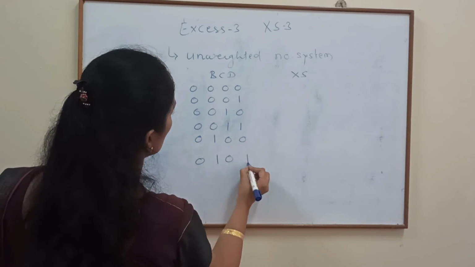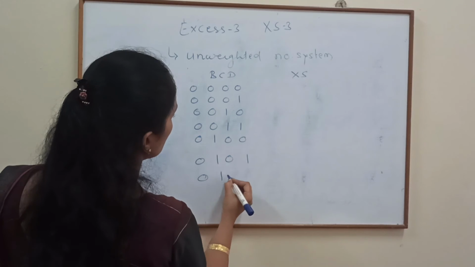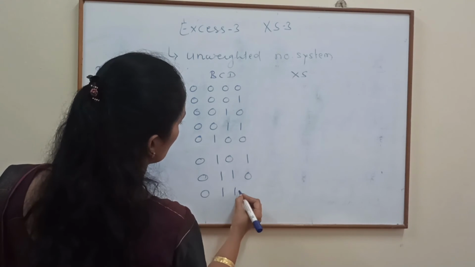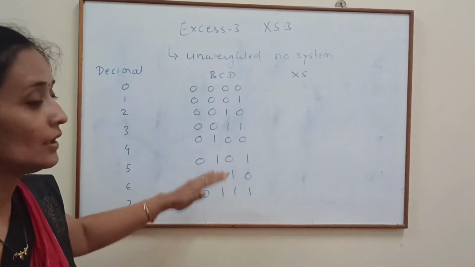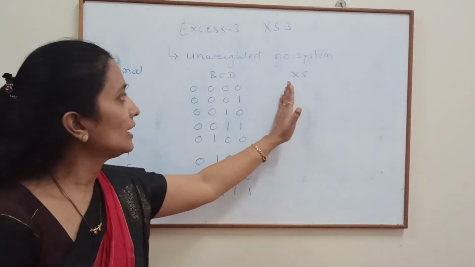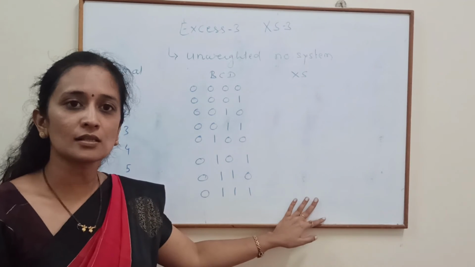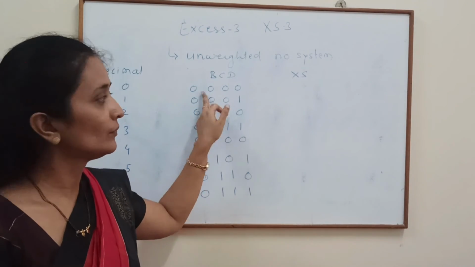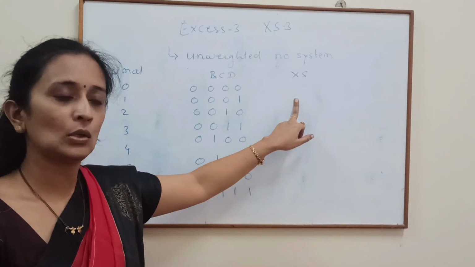0101, 0110, and 7 is 0111. These are BCD codes. We have to find out which are the excess codes. What is the formula? We have to add number 3 here. Then we will get excess code.